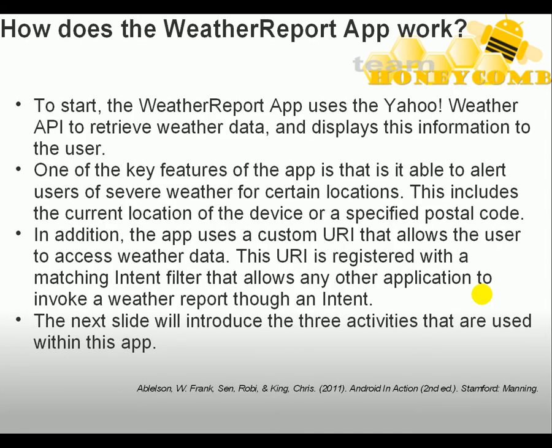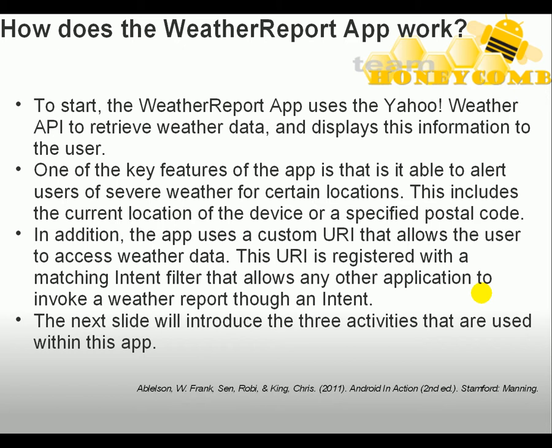how does the Weather Report app work? To start, the Weather Report app uses the Yahoo Weather API to retrieve weather data and display this information to the user. One of the key features is that it will alert the user for severe weather for certain locations, or a specific location that the user will enter, and it's usually in the form of a zip code.